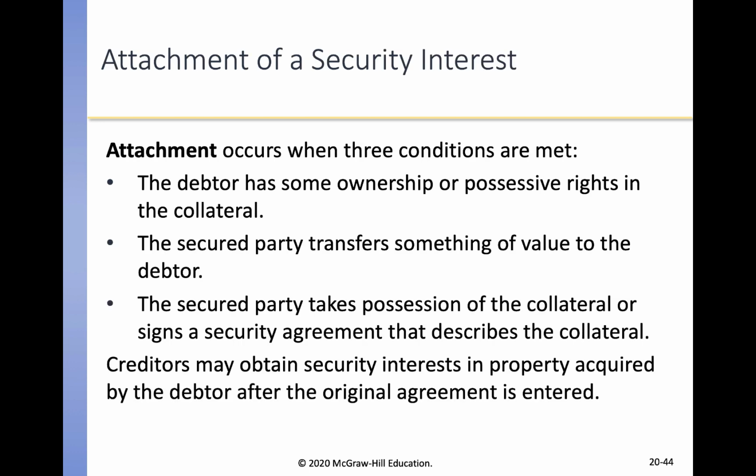In order for that security interest to be valid, it has to attach. A security interest attaches when 3 conditions are met. First, the debtor has some ownership or possessive rights in the collateral. Second, the secured party transfers something of value to the debtor. And third, the secured party takes possession of the collateral or signs a security instrument that describes the collateral. Okay, so normally in number 3, the secured party signs an agreement that describes the collateral. Creditors can obtain security interest in property acquired by the debtor after the original agreement is entered.